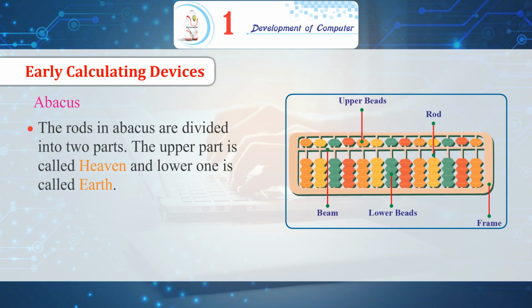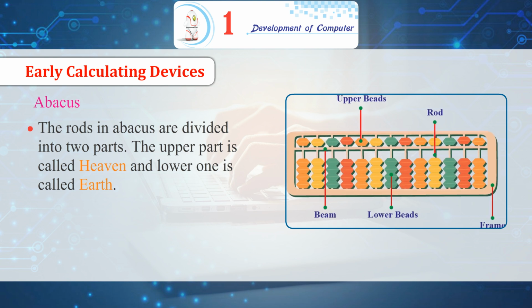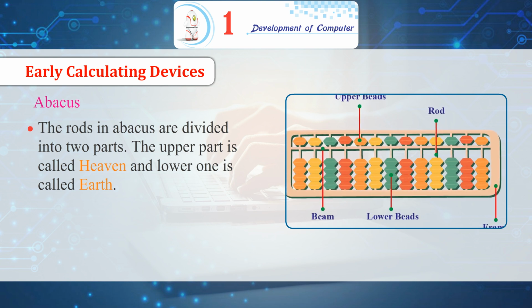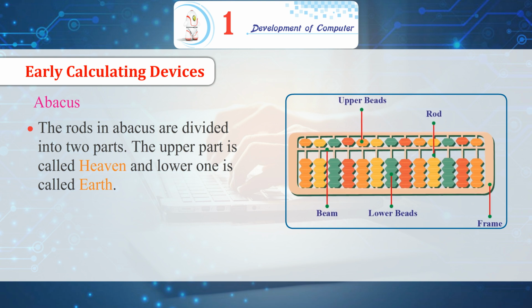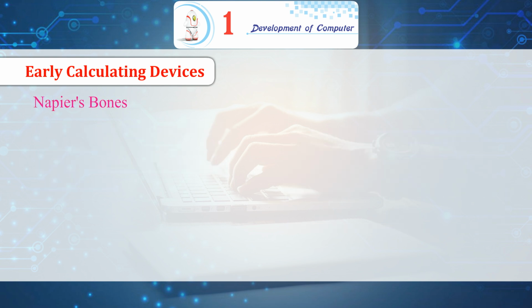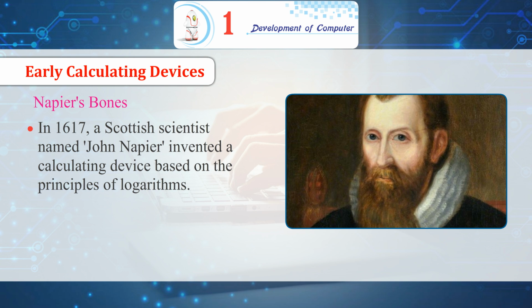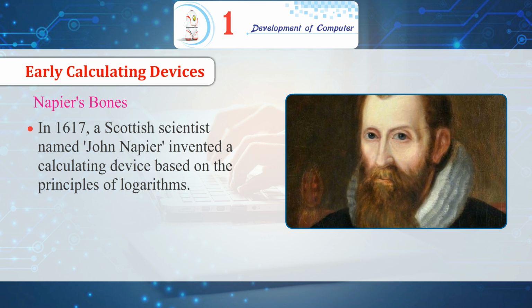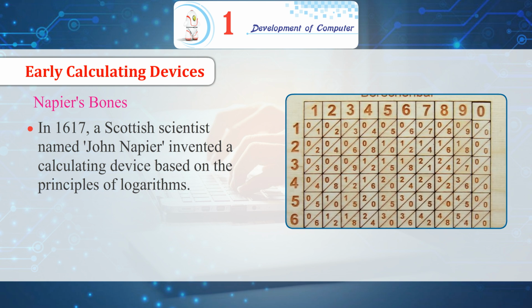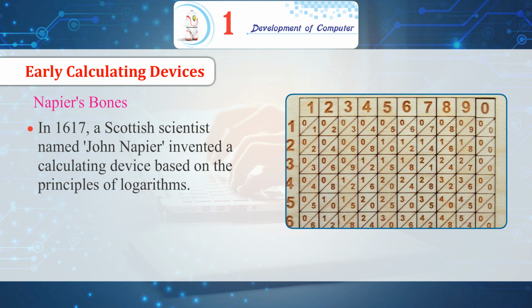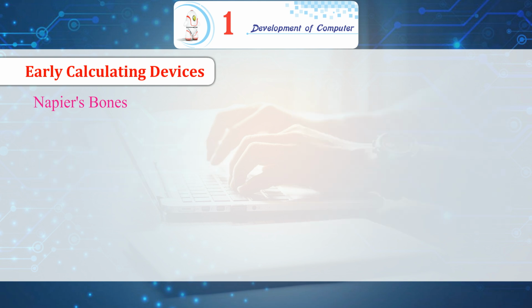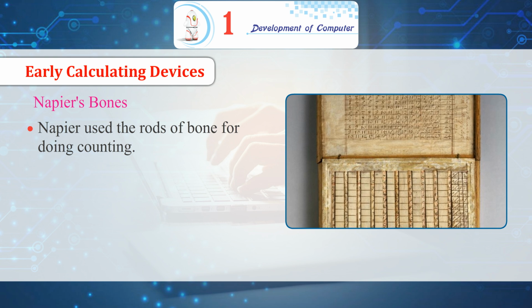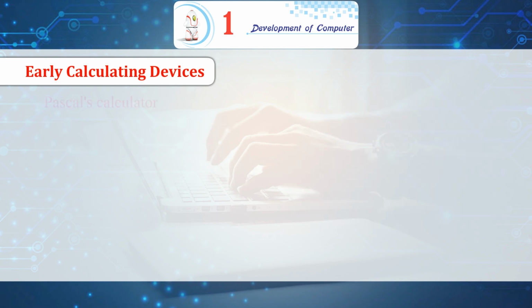The rods in abacus are divided into two parts. The upper part is called heaven, and the lower one is called earth. Napier's bones. In 1617, a Scottish scientist named John Napier invented a calculating device based on the principles of logarithms. Napier used the rods of bone for doing counting.